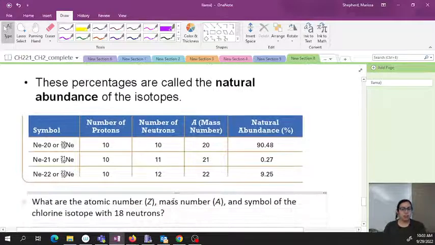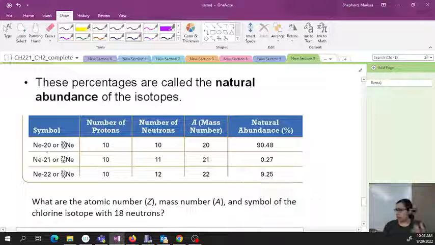And so basically, you can characterize your sample of neon or whatever element you're interested in, and then determine the natural abundance. For example, neon 20 is your most abundant at almost 91%. Neon 21 is only 0.27%, and neon 22 is almost 10%.